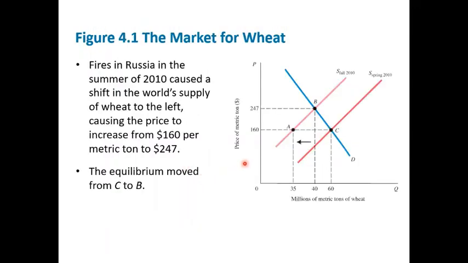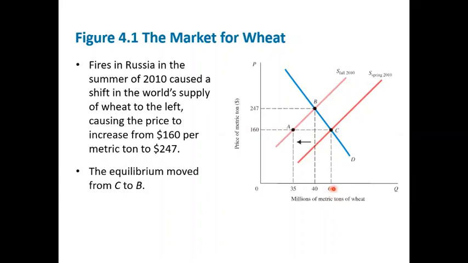Here's an example. We start at point C right here. Here's our demand curve. On the x-axis, millions of metric tons of wheat. And on the y-axis, we have the price of a metric ton of wheat. So in the spring of 2010, we had this supply curve, and we start at point C. At the spring of 2010, the equilibrium price was $160 per metric ton, and 60 million metric tons of wheat were going to go out.